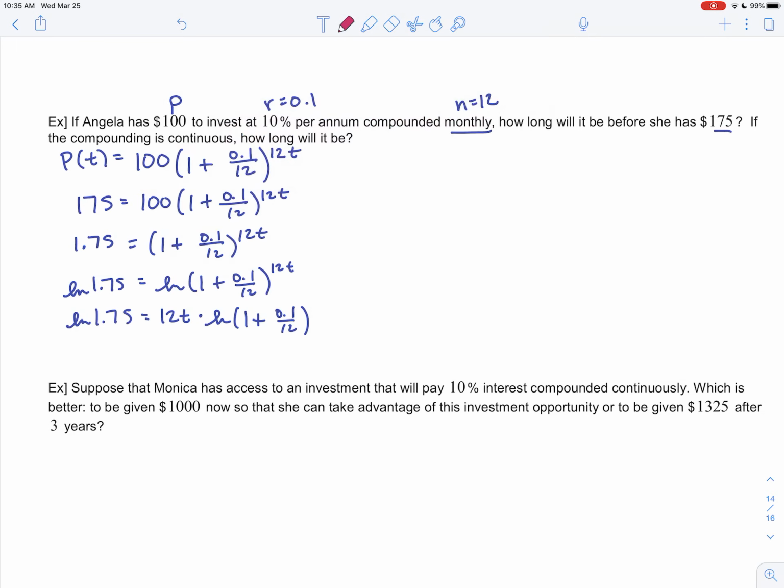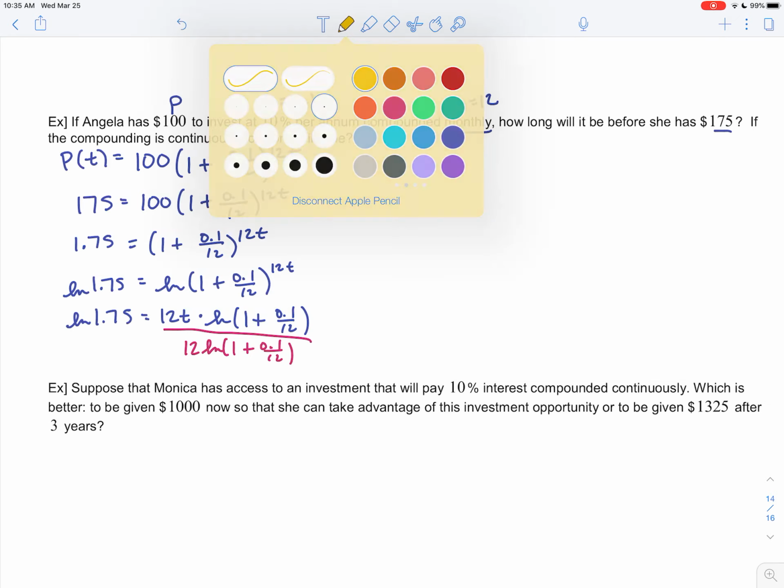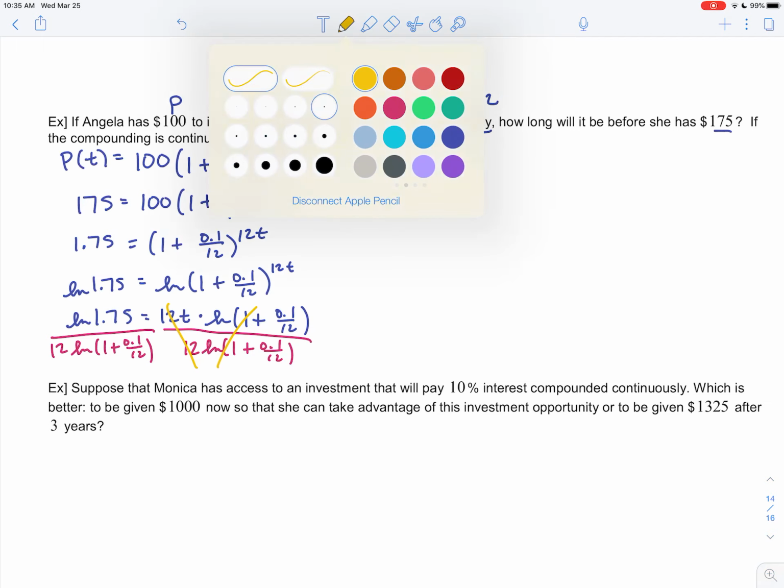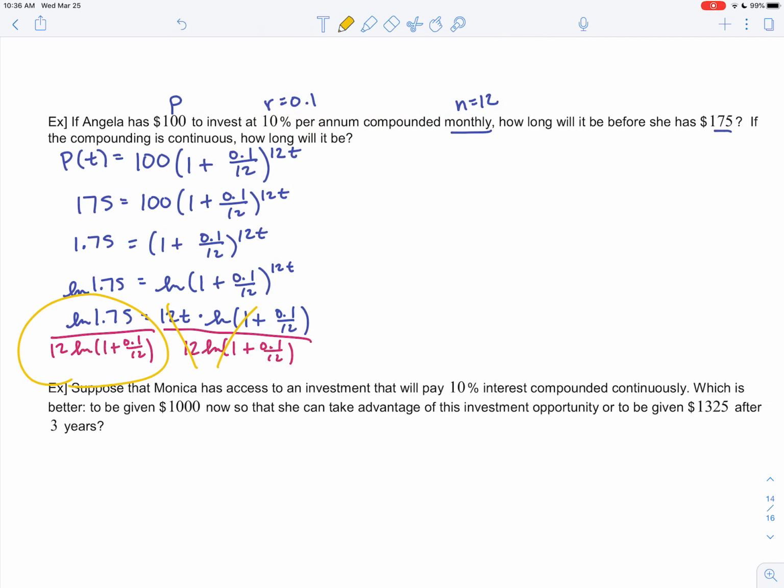I want to isolate t, so I can divide by all the factors over here on the right. So I'm going to divide by 12 times natural log of 1 plus 0.1 over 12, so that the 12s will cancel and this whole log will cancel. Of course, we'll be doing that on both sides. Now I can put this into my calculator here to get an approximation. So I put that in the calculator and I get about 5.62 years.